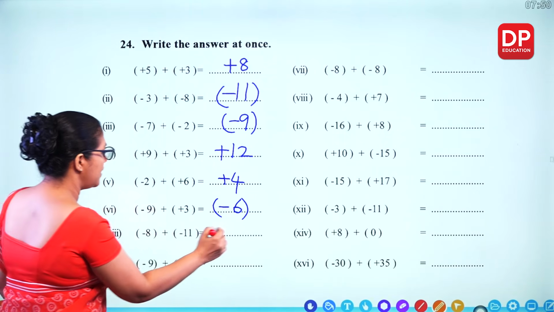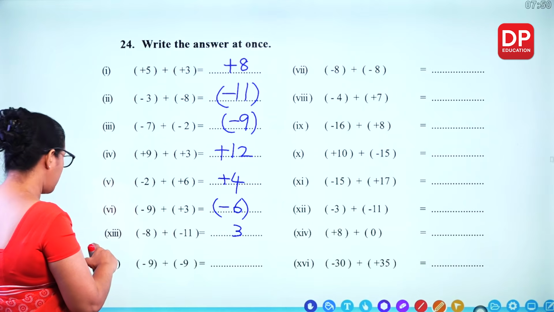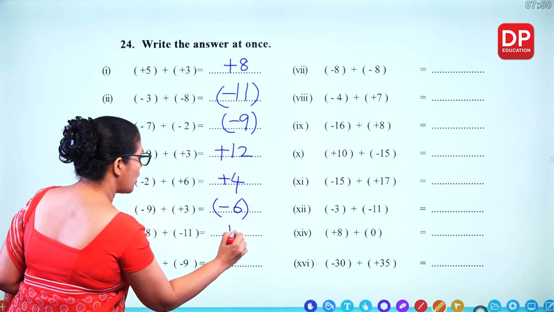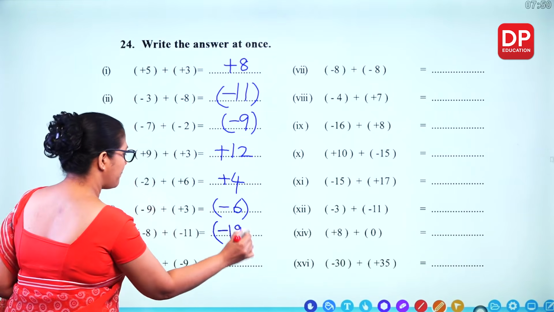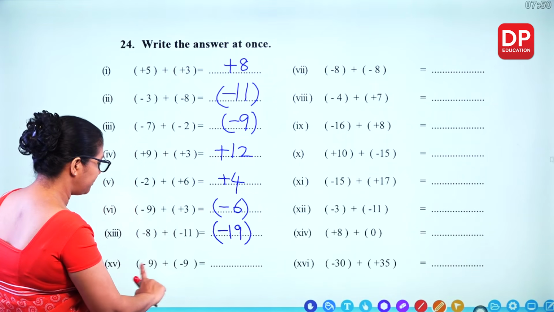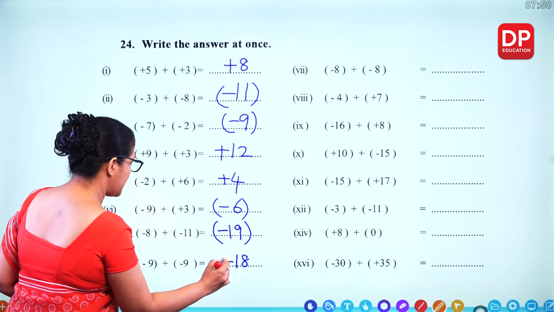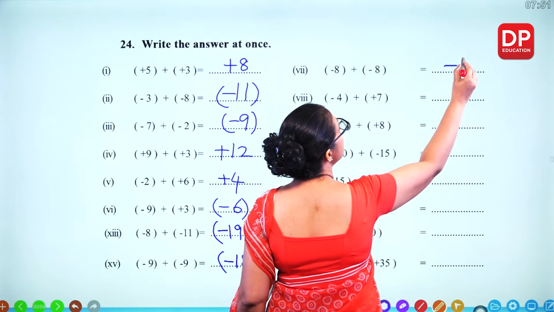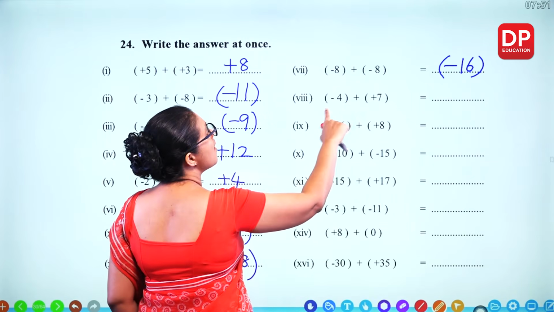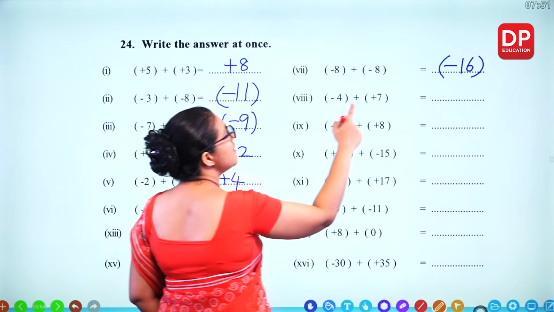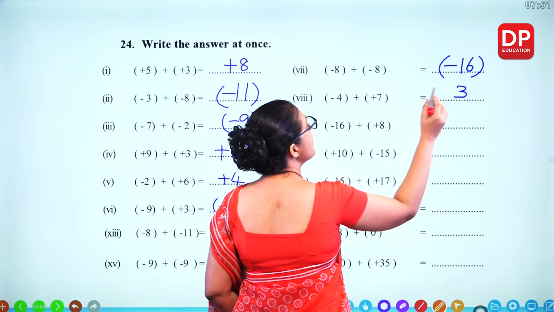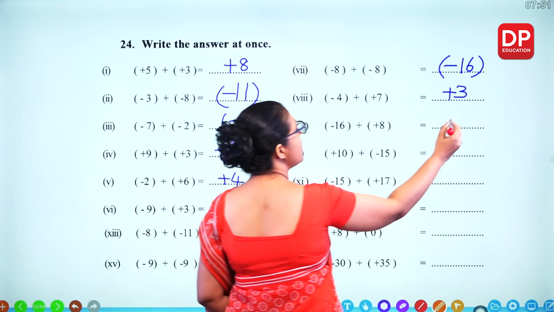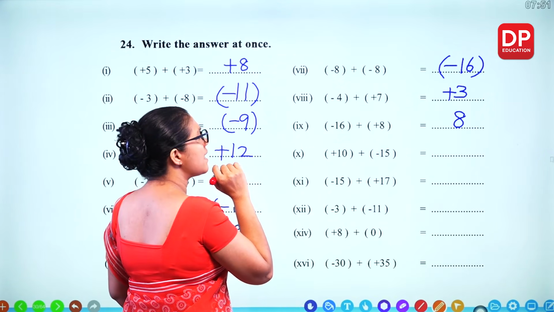8 and 11, difference is 3, not difference, both negative. Both negative means add these two, you get 19 and put the sign. Both negative, add it and put the sign. Both negative, add and put the sign. One is positive, one is negative. Difference is 3, bigger number is positive. 16 and 8, here take the difference because one is positive and one is negative.